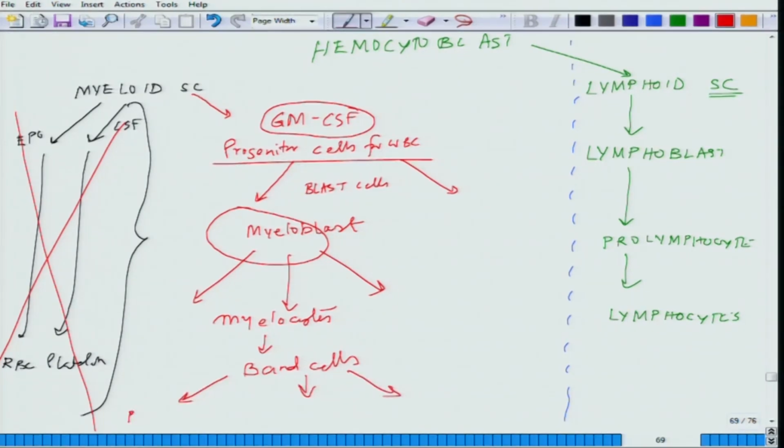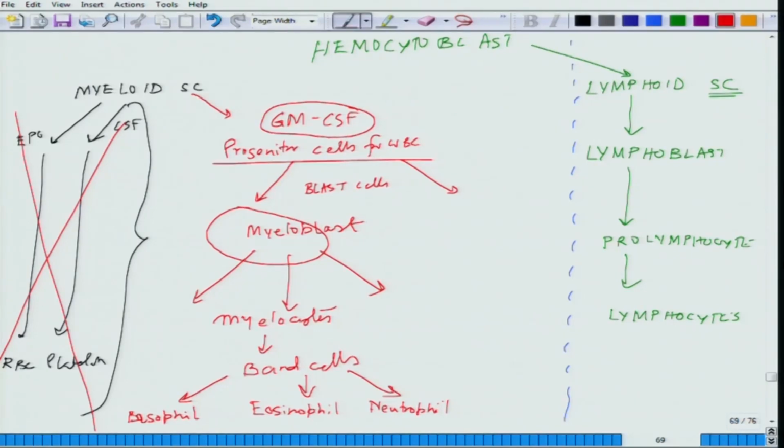One is called basophil, the other one is called eosinophil, and the third one is called neutrophil.